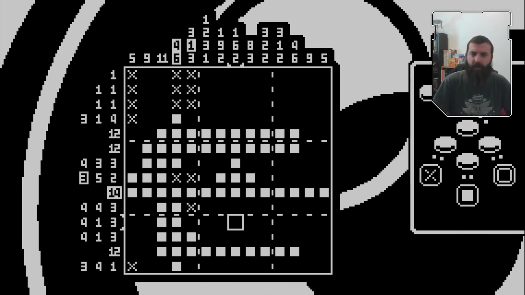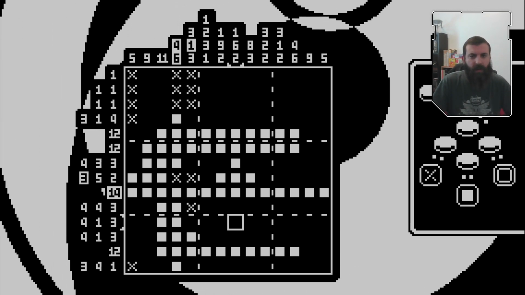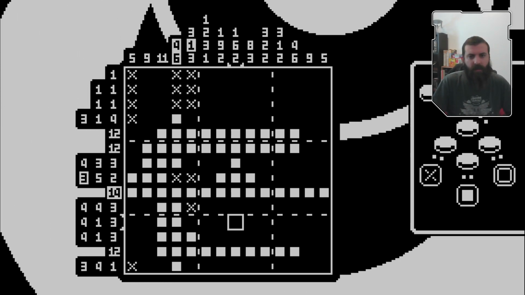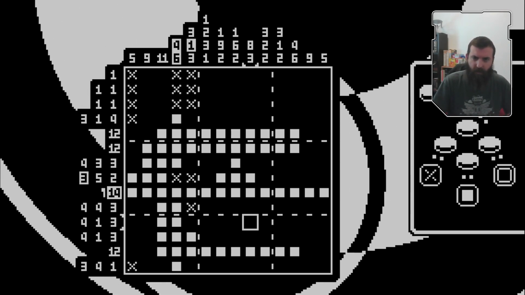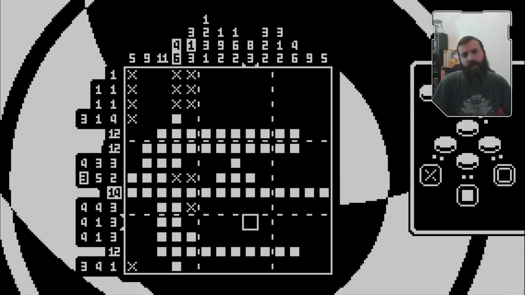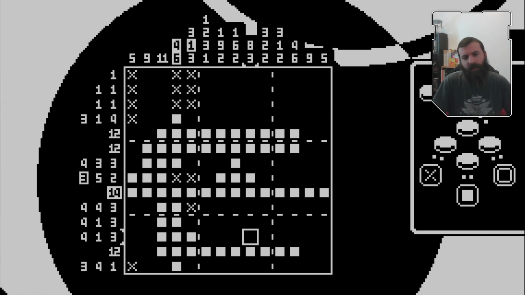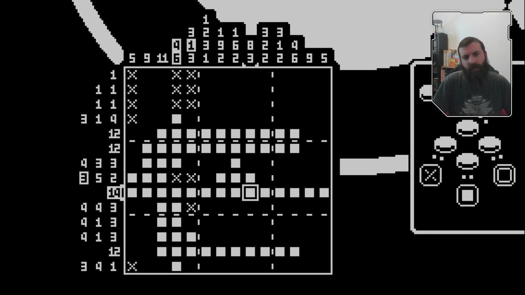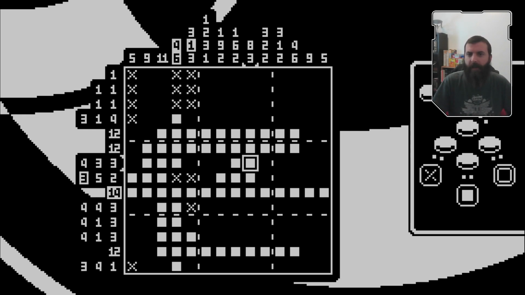I think I can definitively say that this has to not have anything in it. Yeah, pretty much, but I'm gonna hold off on that. The 8 and the 3, this also has to be filled in because of the vertical 8-3.